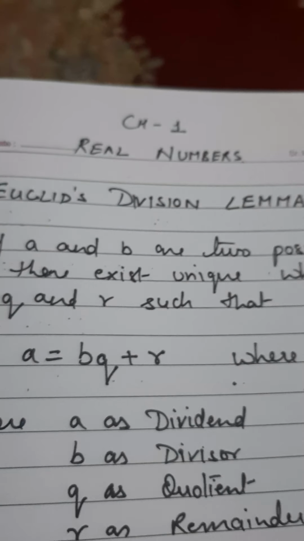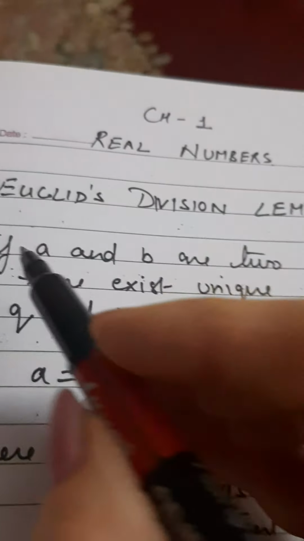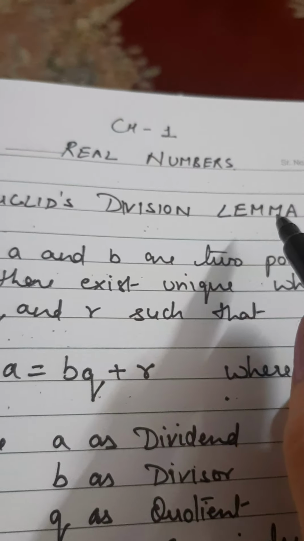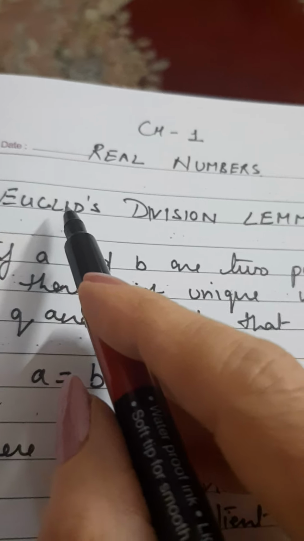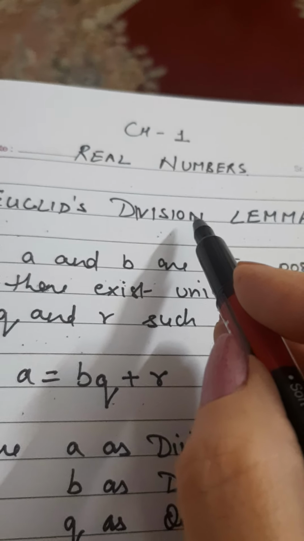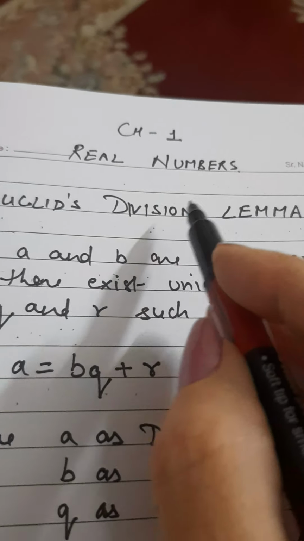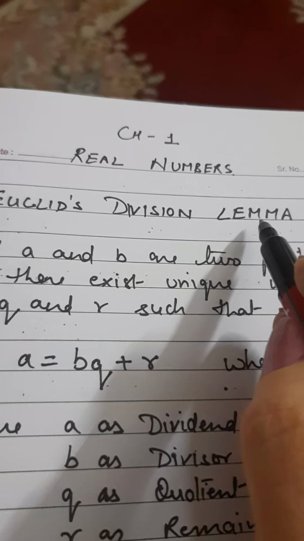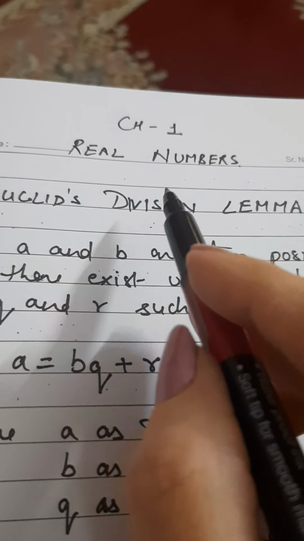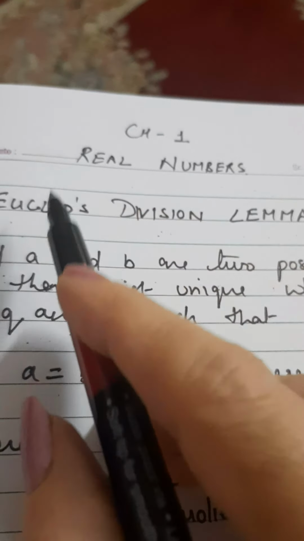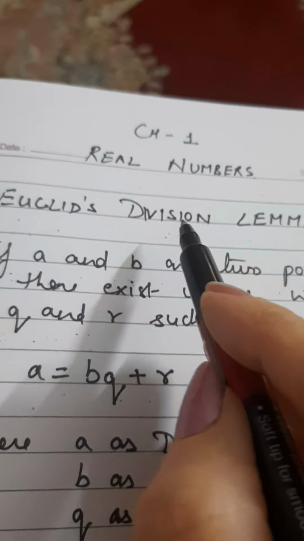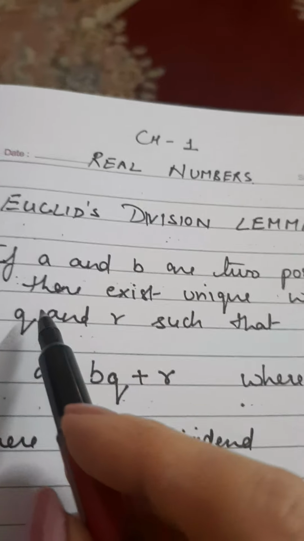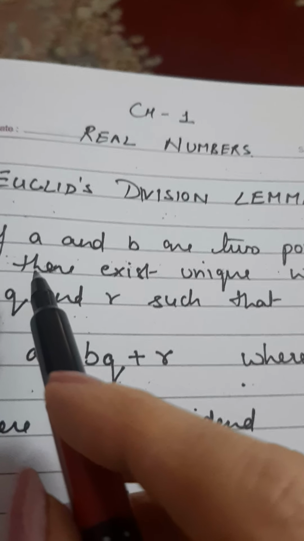In this, the new thing is Euclid's division lemma. What is this Euclid's division lemma? Euclid is a scientist. Division is simple two-number division, and lemma means step. So the steps of division given by Euclid are named Euclid's division lemma. Now, you have already done in your previous classes how to divide two numbers.